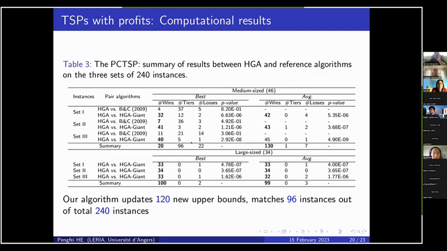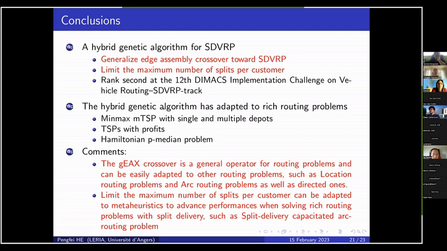Here are the conclusions of my work. The most important is that the crossover is a general operator for routing problems. Besides, it can be applied to the TSP with profits. It can also be applied to location routing, arc routing, and directed routing problems. Furthermore, in my algorithm, the maximum number of splits per customer is limited. So when solving routing problems with split delivery, this constraint can be added to improve the performance of meta-heuristics.